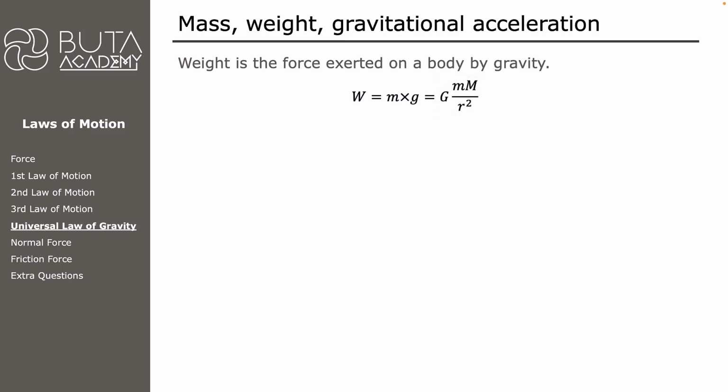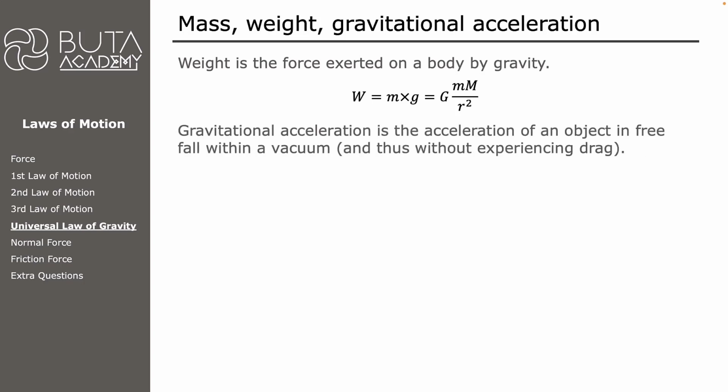Each side of the equation has the mass of the object in it, which is represented by smaller m. We can get the formula to calculate gravitational acceleration by cancelling small m in each of these two formulas. Gravitational acceleration is the acceleration of an object in free fall within a vacuum. In all our previous calculations, we were using 9.8 meters per second square as the value of g.